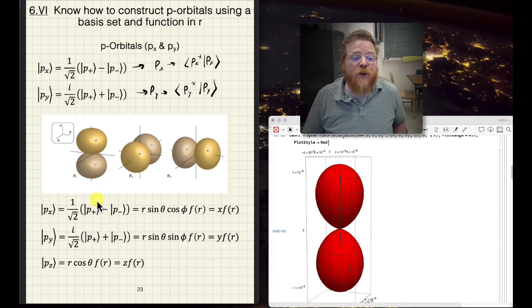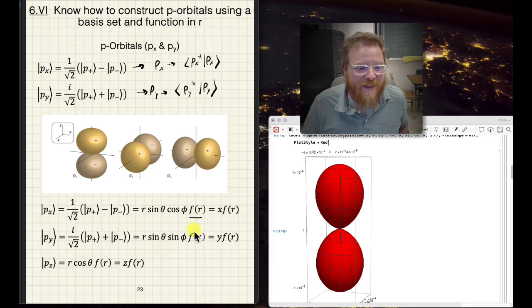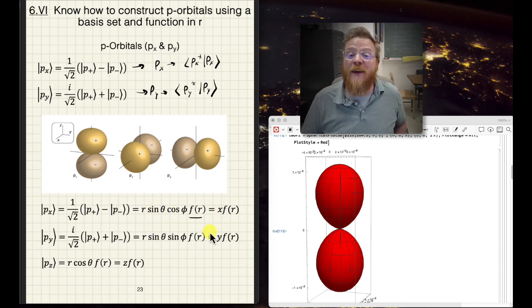And so if we were to go through and work through that algebra, which I'm not going to do on this slide, we would arrive at the following. We would arrive that the linear combination of p plus minus p minus works out to be r sine theta cosine phi times that exact same function in r that we developed for pz. And from our Cartesian to spherical coordinate transformation, r sine theta cosine phi equals x, which is pretty cool.